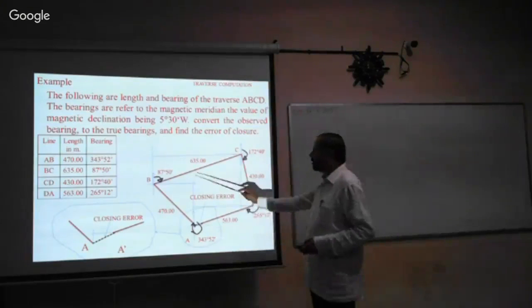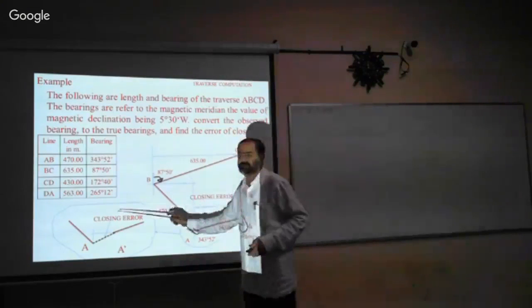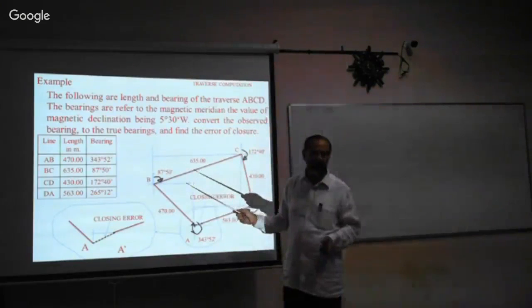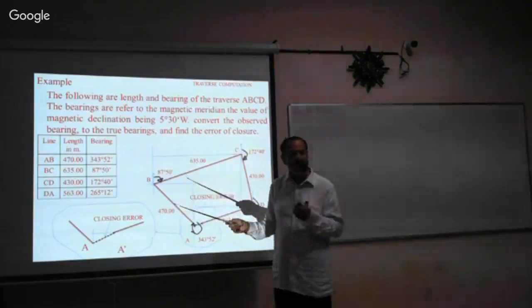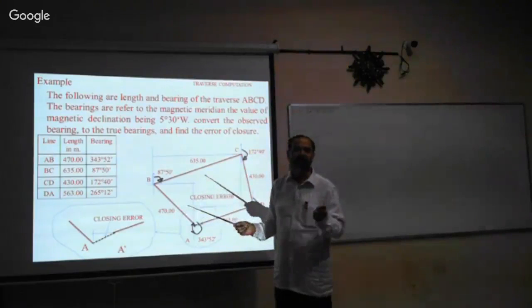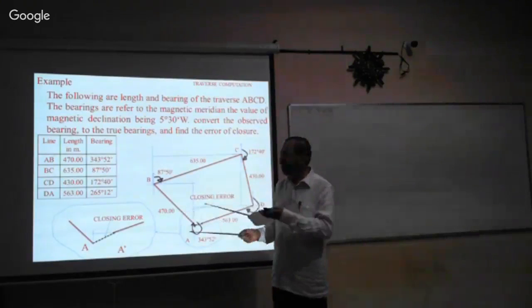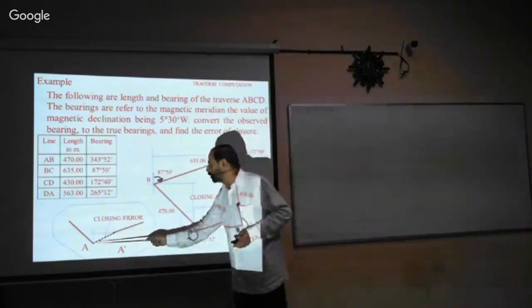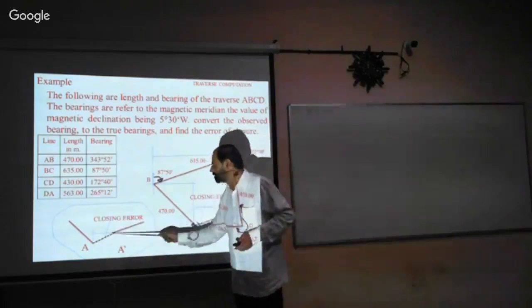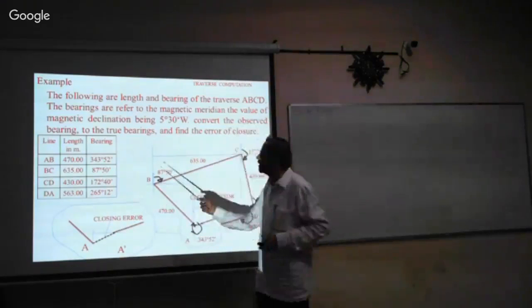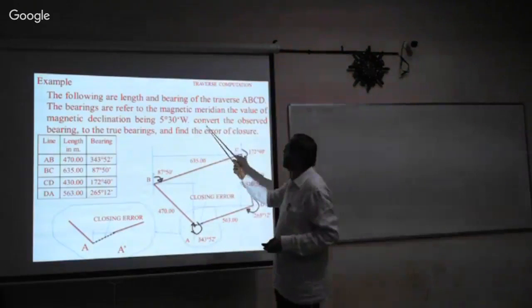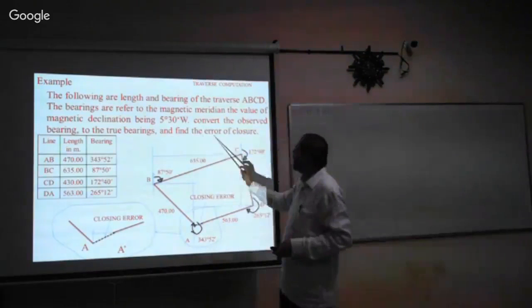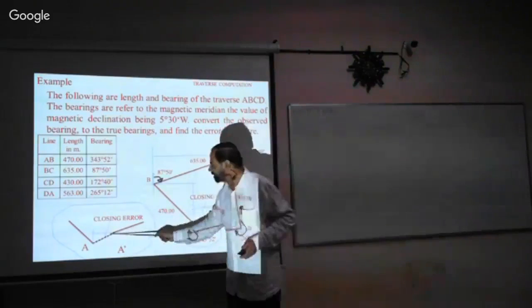First, understand this. Read the problem carefully and plot if possible. If you are able to understand without plotting, that is very good. If you are not able to understand within a few minutes, practice it, then you will understand. Now this is the closing error, and we need to address it and calculate it. That is asked in the exam: convert the observed bearing, which we will come to later, and find the error of closure.